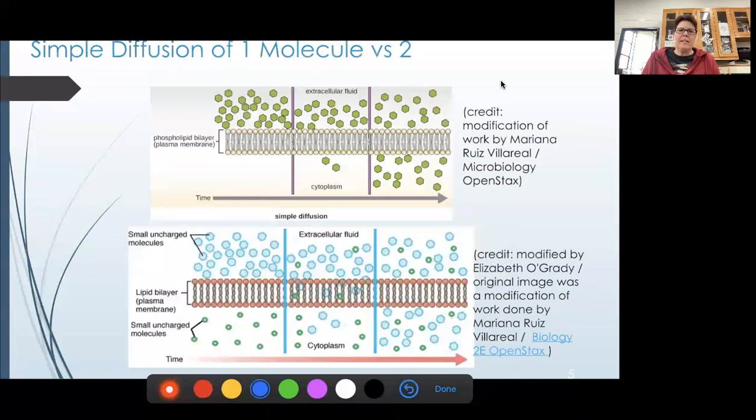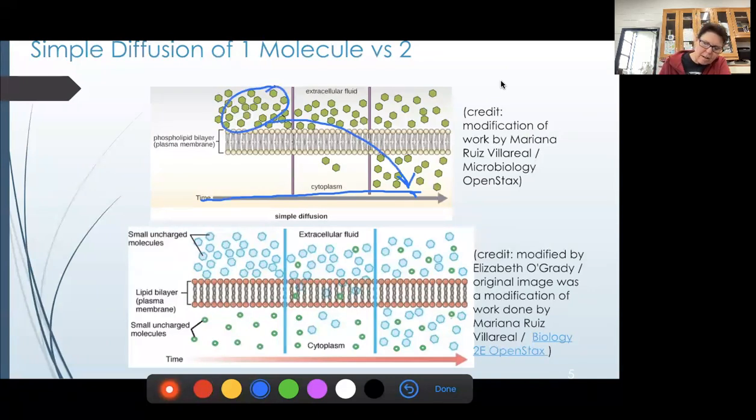So what we have here is simple diffusion. So when we talk about simple diffusion, we always start with time going in one direction. And so we have all these molecules out here, and over time we'll eventually get the molecules moving that direction. So each molecule is going to have its own concentration gradient, not dependent on other types of molecules.